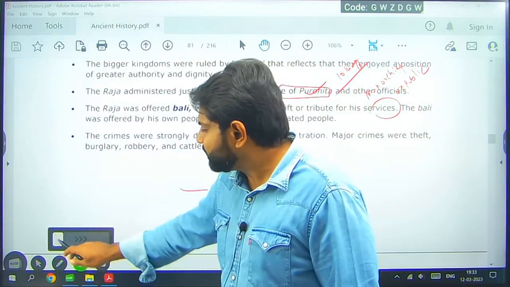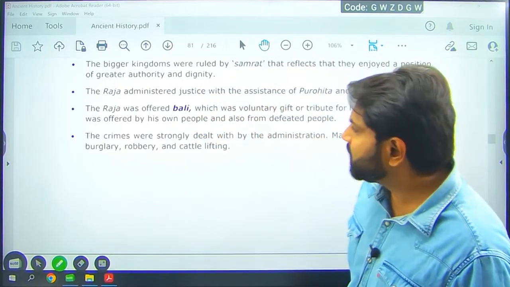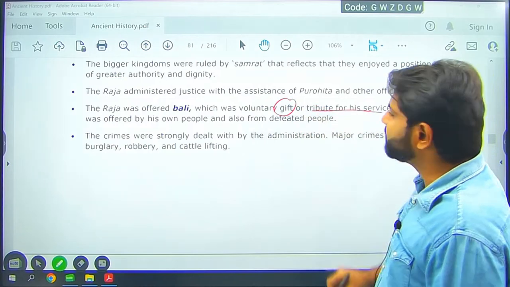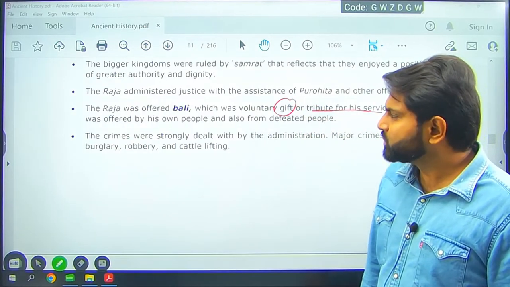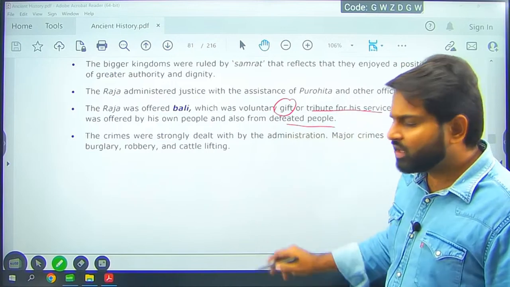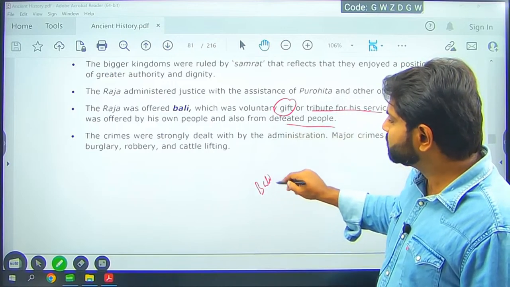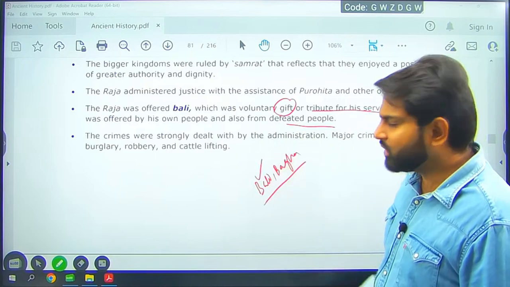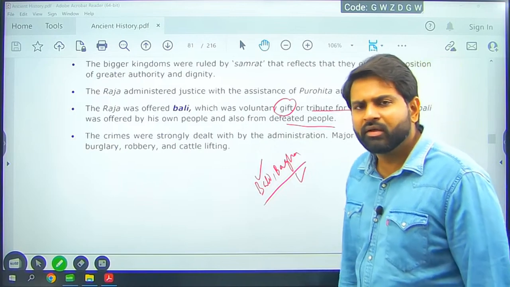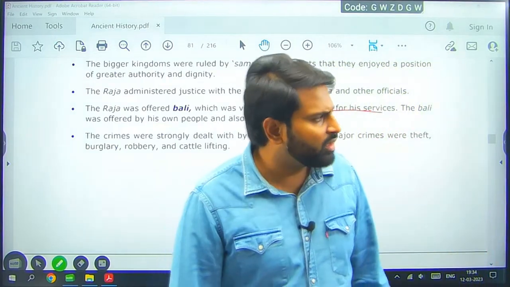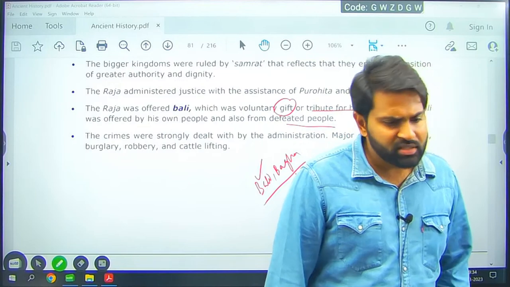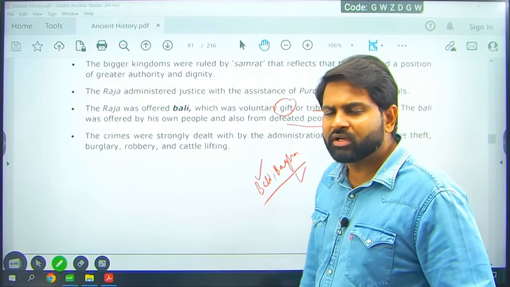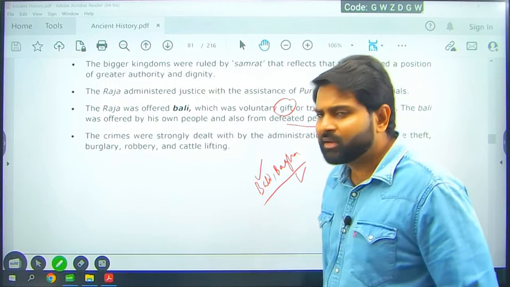The Raja was offered Bali, which was a voluntary gift or tribute for his services. Bali was offered by his own people and also by defeated people. Bali and Baga: Bali means voluntary gift and Baga means compulsory payment. These are the initial taxation model. Now you have direct taxation, indirect taxation, income tax, GST, all this. Likewise then, the sources of income for the king were Bali and Baga.